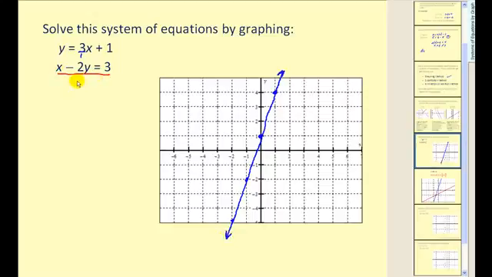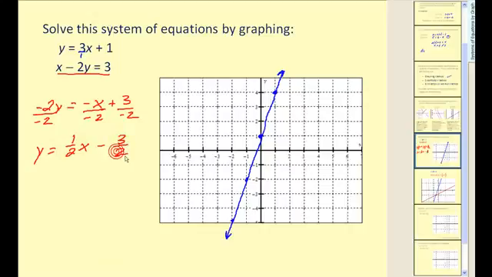Next, on this equation, it's not in slope-intercept form, so we can make a t-table, we could find the intercepts, but I'm going to go ahead and solve this for y, so I'll subtract x on both sides, then divide by negative 2. So we have y is equal to 1/2 x minus 3/2. So our y-intercept is negative 3/2, or negative 1.5.